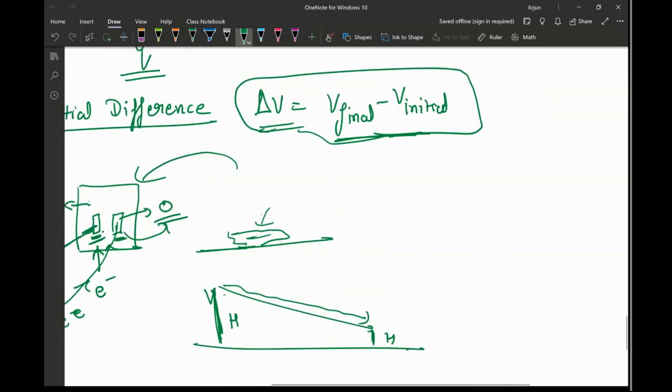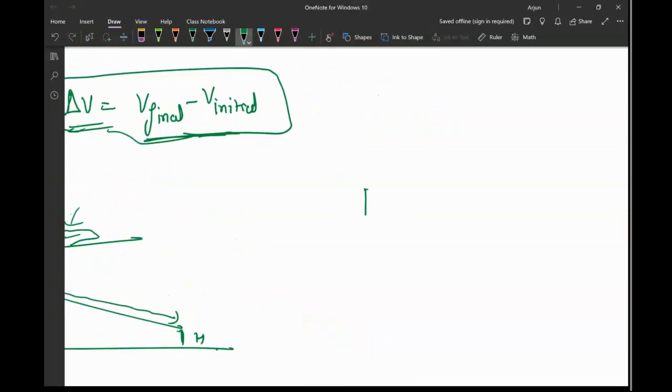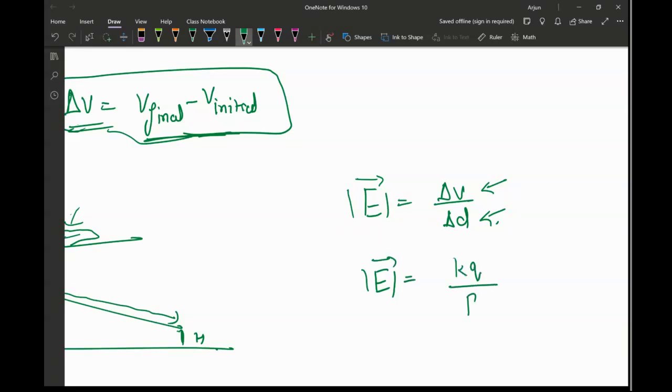One of the formulas I wanted to tell you for the electric field: E is equal to delta V divided by delta x, meaning change in the voltage divided by the displacement. And another formula for electric field is E equals KQ divided by R square. Remember the force formula? The force formula was KQ1Q2 divided by R square.